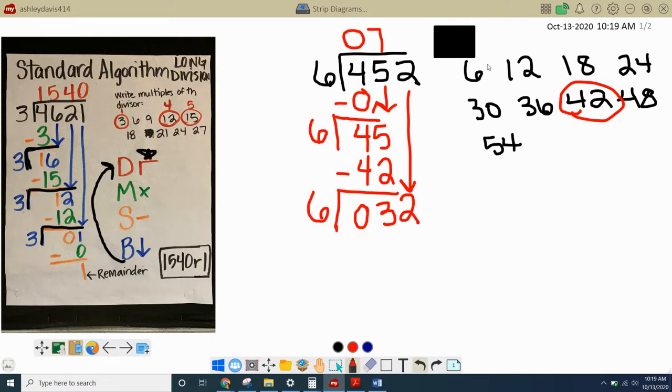Okay, 6 into 32. Let's look at our multiples. Okay, we can go all the way to 30, which is 1, 2, 3, 4, 5. Okay, 6 groups of 5 is 30. And I'm left with 2. Okay, so my answer is 75 with a remainder of 2.